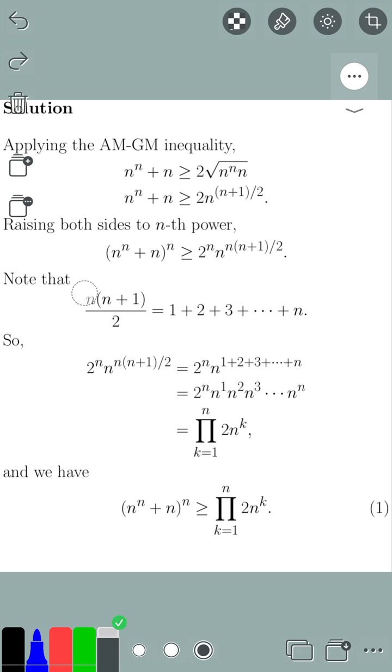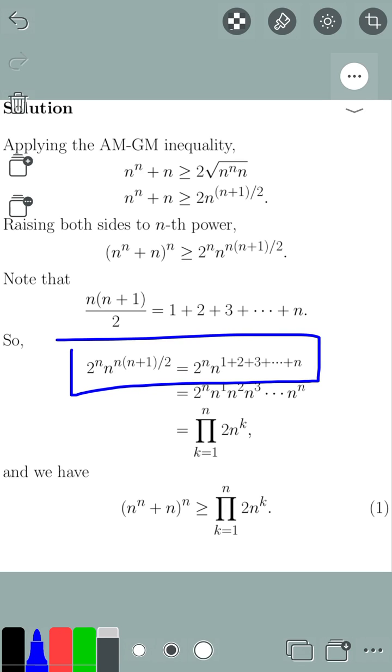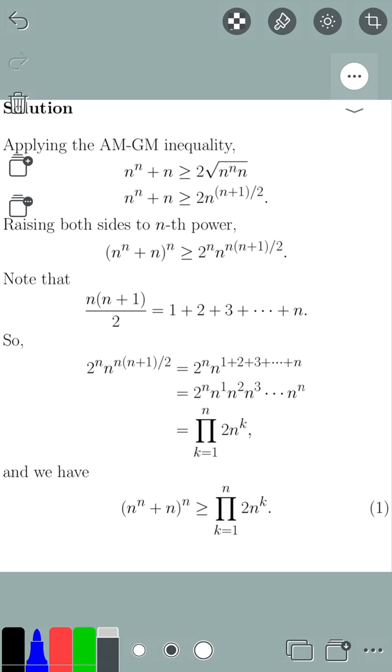using this formula, we have 2 to the nth power times n to the power of n times n plus 1 over 2 equal to 2 to the nth power times n to the power of 1 plus 2 plus 3 all the way up to n. And n to the power of 1 plus 2 plus 3 all the way up to n is simply n to the first power times n to the second power times n to the third power all the way up to n to the nth power.